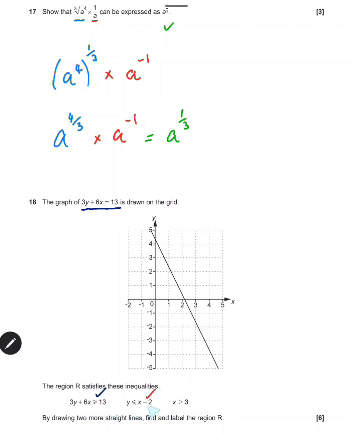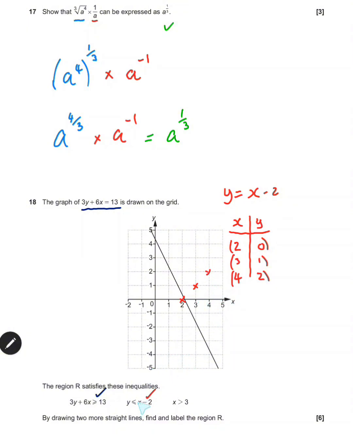So these are the lines I need to draw. I've got y equals x minus 2. If we draw that one first, just open up a table, choose some x values. We'll do 2, 3, and 4. And y will be x take 2. So x take 2 becomes 0, 1, and 2. These are my coordinates. I'm going to go across to 2 and up to 0, across to 3 and up to 1, and across to 4 and up to 2.